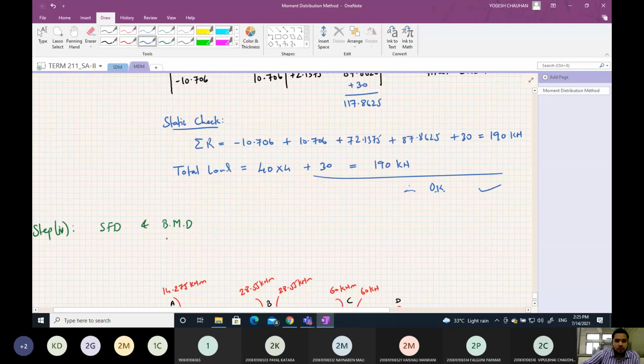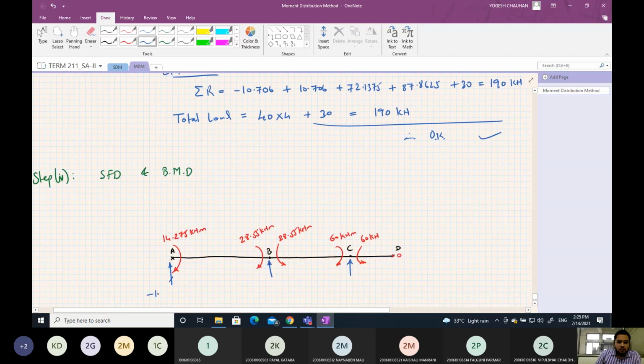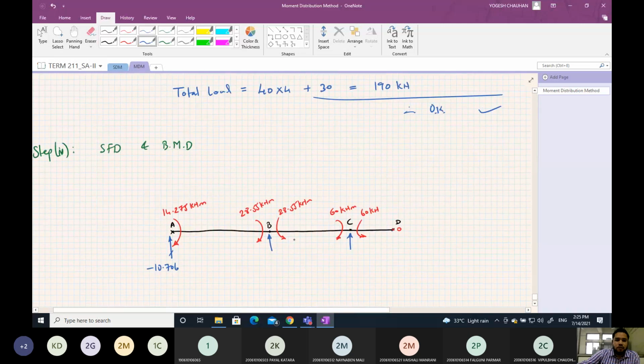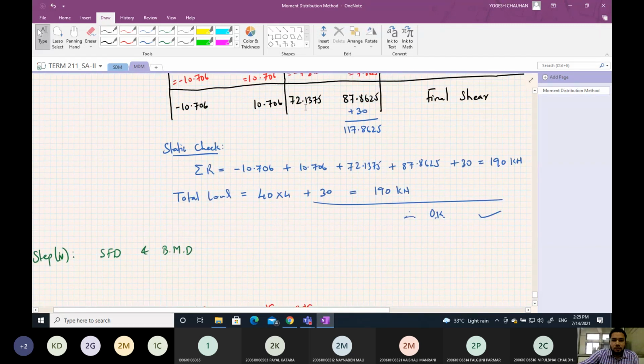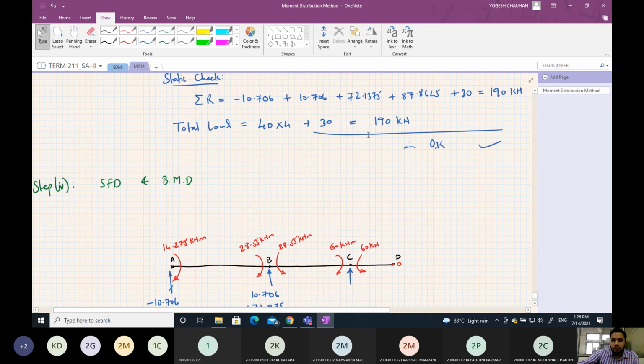So the reaction here is minus 10.706. That means it is actually acting downward. Then at B it is 10.706 plus 72.1375. So total will be 10.706 plus 72.1375, that is 82.8435.